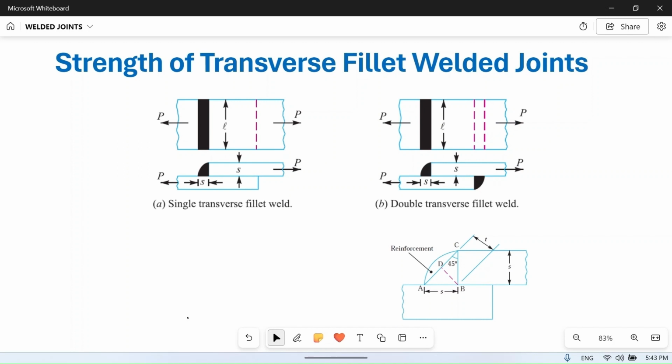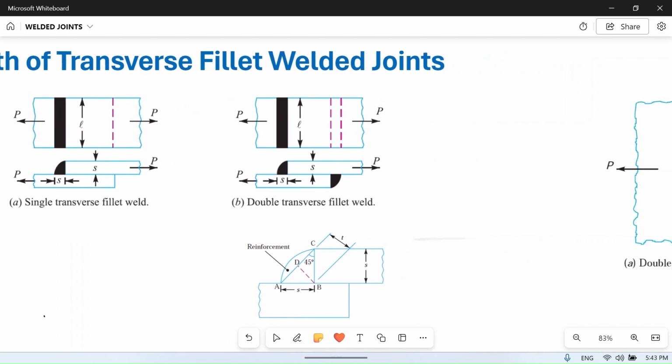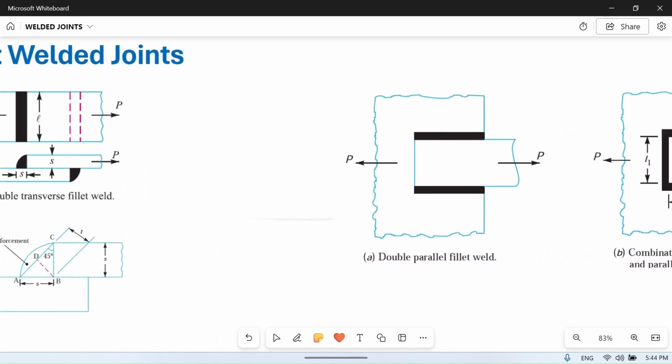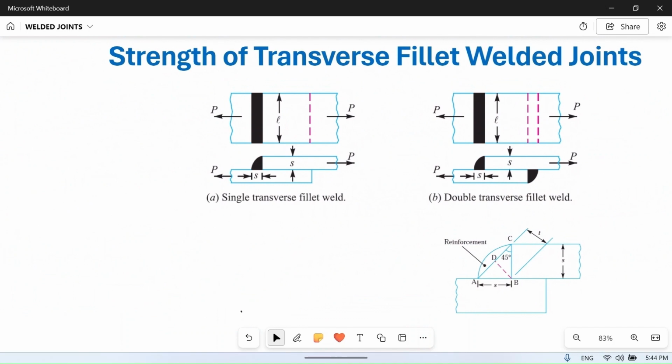So we will do three cases. First one is single transverse fillet weld. Second one is double transverse fillet weld. What is transverse? Suppose this is the direction of load, then the welding is perpendicular to the direction of load. So this is called a transverse fillet weld. And this is a double parallel fillet weld. See here, the welding direction is the same as the load direction, so this is a parallel fillet. And the third one is a combination of parallel and transverse fillet. So let's see how to derive the formula.